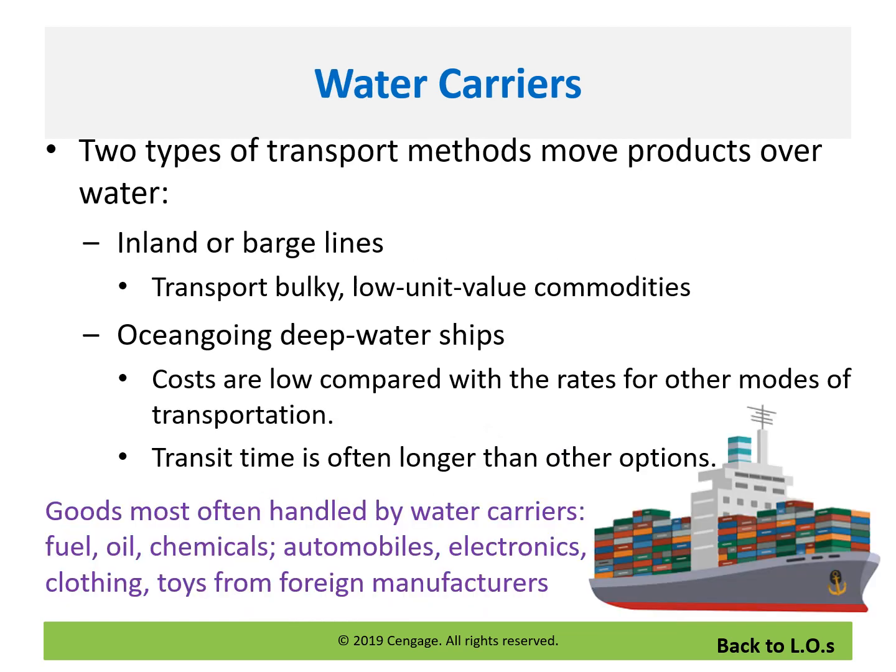Water carriers. Two types of transportation methods move products over water. We have inland or barge lines, which transport bulky, low unit value commodities. Then we have ocean-going deep water ships. Costs are low compared with the rates for other modes of transportation. Transit time is often longer than other options. The goods most often handled by water carriers include fuel, oil, chemicals, automobiles, electronics, clothing, or toys from foreign manufacturers.